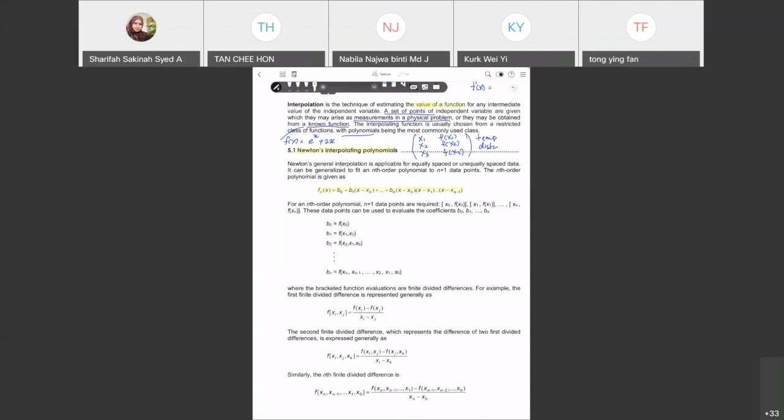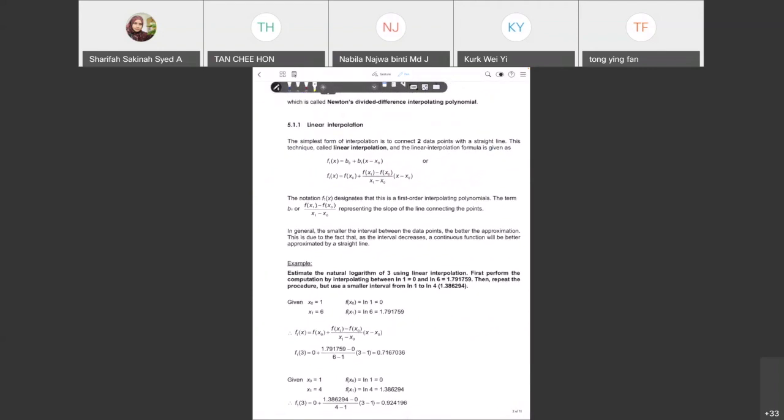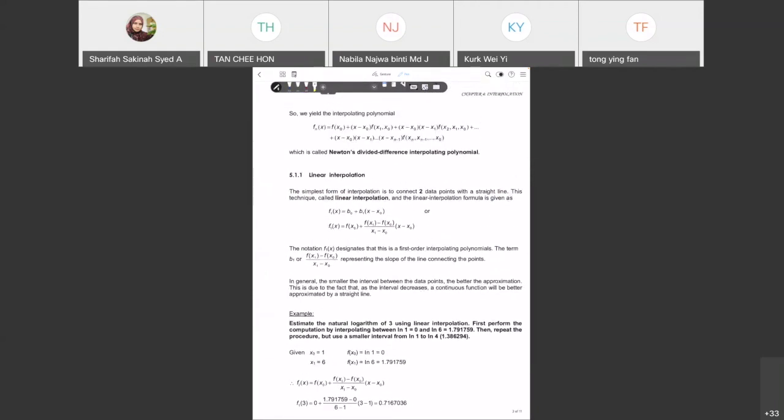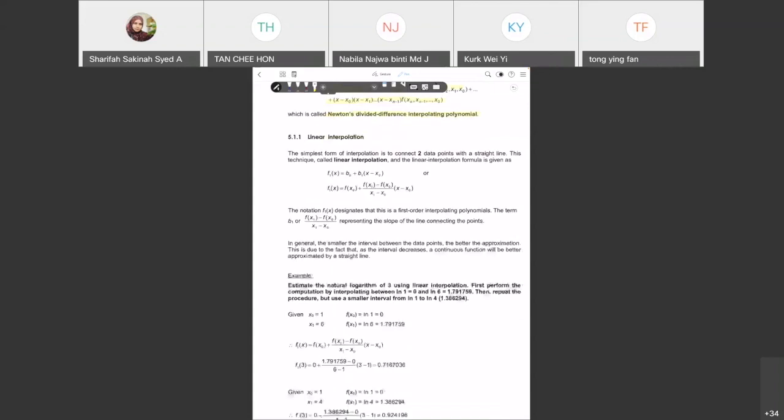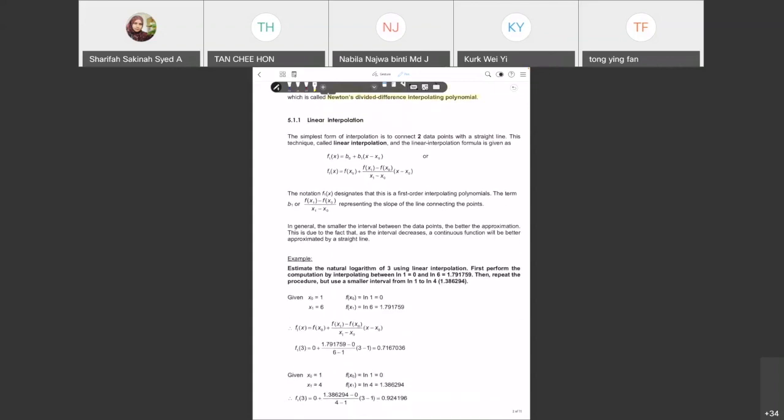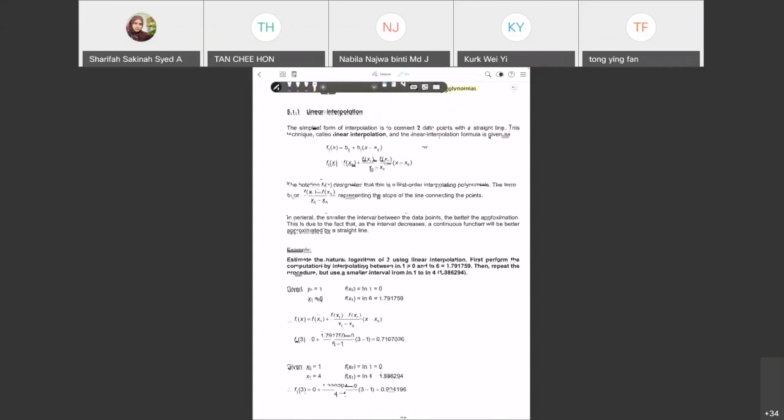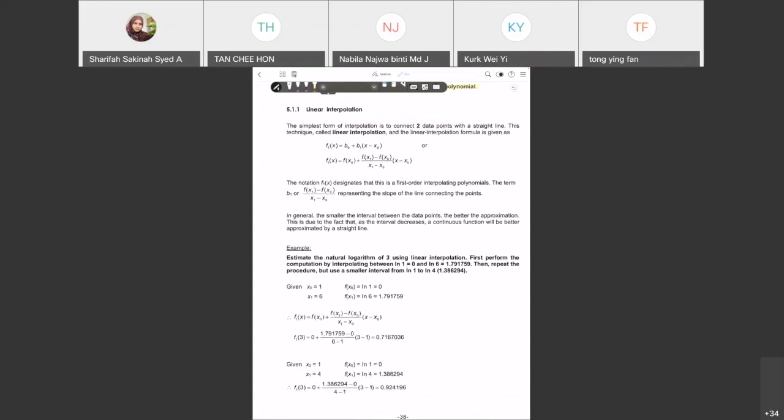Okay, I will move to the example. I don't want to show you the theory part. Finally, we will have our interpolating polynomial. So this method we call Newton divided difference interpolating polynomial. I will show you the example first. It's much easier to understand the method from the example.